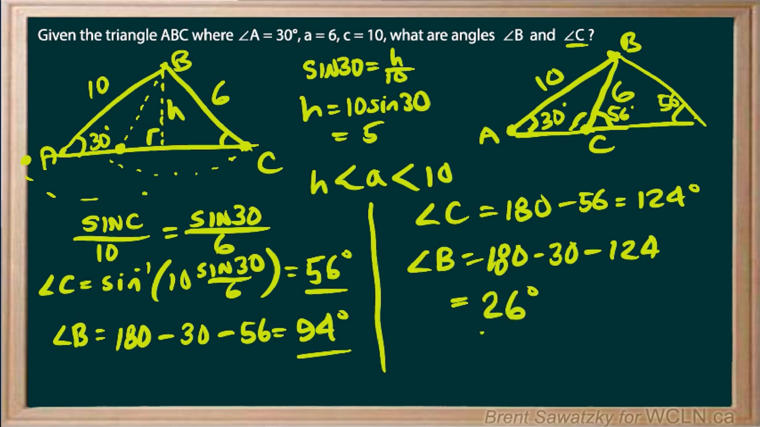And so here we are, our angle C and our B here. And if we look at it, that makes a lot of sense. 124 is that big obtuse angle in there. And then the small acute angle up here would be 26 degrees. It all makes sense.